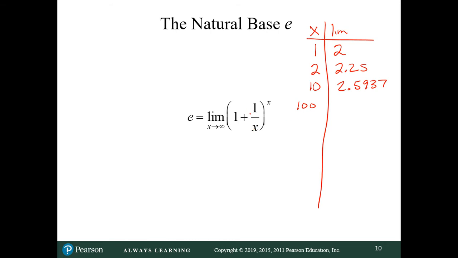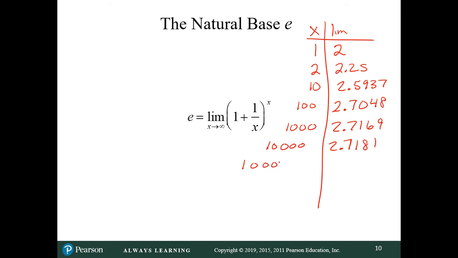We're going to jump all the way up to 100. So 1 over 100 is 0.01, making 1.01 to the 100th power. 2.7 something. I don't have a calculator in front of me. Give it to me. 2.7. Good enough. Okay. Let's do 1,000. 1.001 to the 1,000th power. 2.7169? Yeah. 10,000. 2.7181. Okay, now we're getting there.